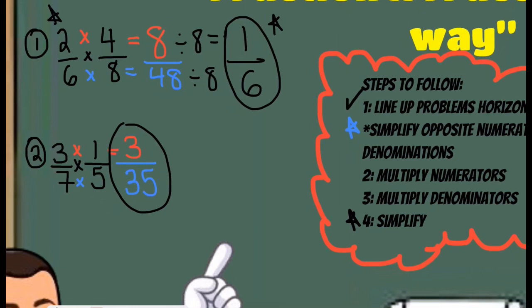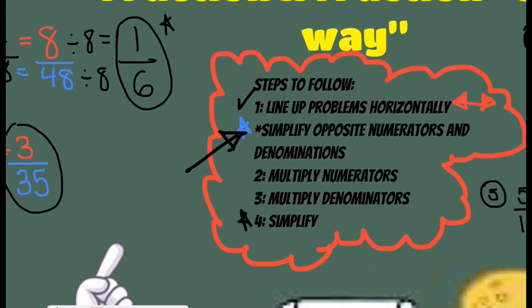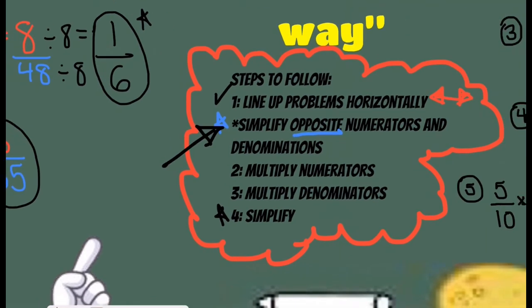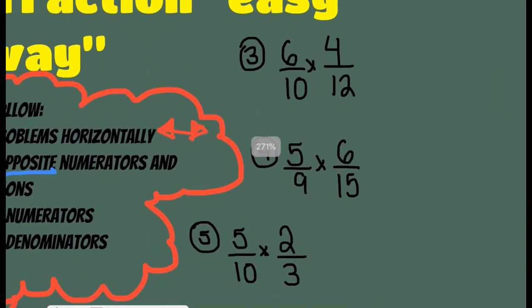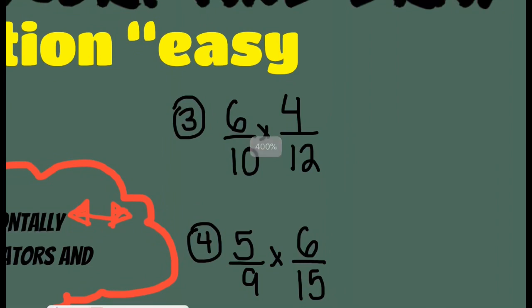But on the next handful of problems, we're going to look back to this blue star, where we simplify our opposite numerators and our opposite denominators. So what would that look like? You can't do it every time, but if you can, it's going to save you some bigger multiplication problems. So looking at number 3, 6/10 times 4/12. I know my answer is going to be smaller than 6/10, but what will my answer be? Well, I'm going to look at my opposite numerators and denominators. So I'm going to look at this 6 and this 12. And I'm going to ask myself, is there anything that can go into both 6 and 12? Anything I could divide 6 and 12 by?